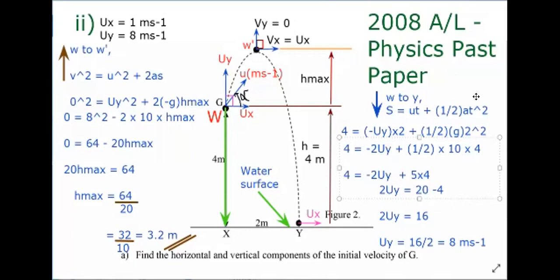I have to manage the space, so let me write it at once: 4 meter plus 3.2. 4 plus 3.2 means 7.2. 7.2 meters. So this is the maximum height reached by the boy from the water surface.